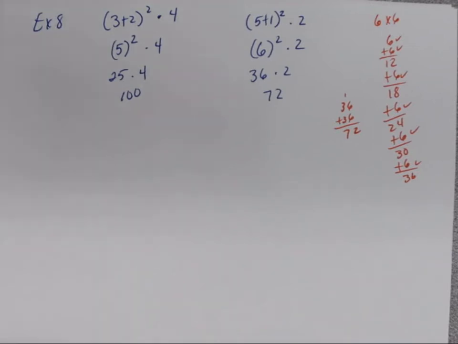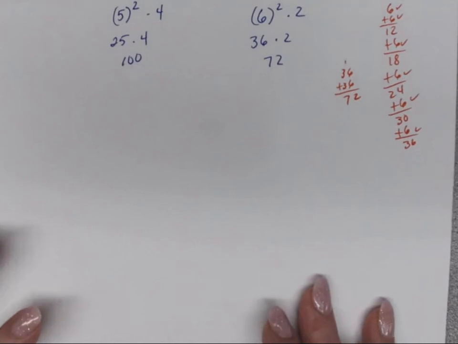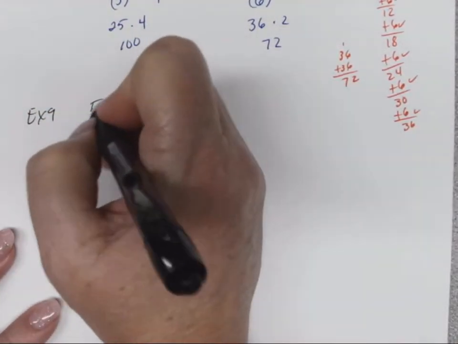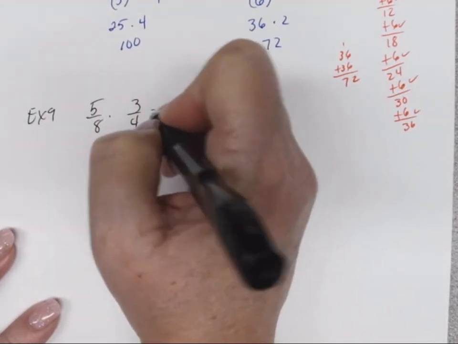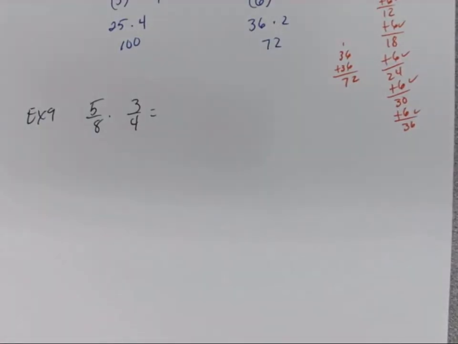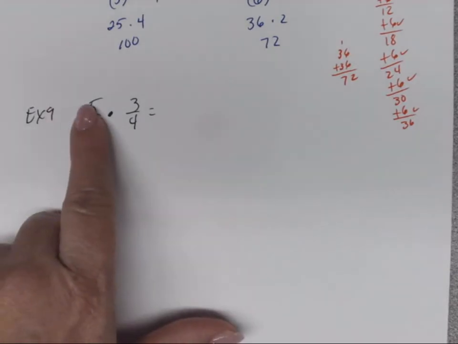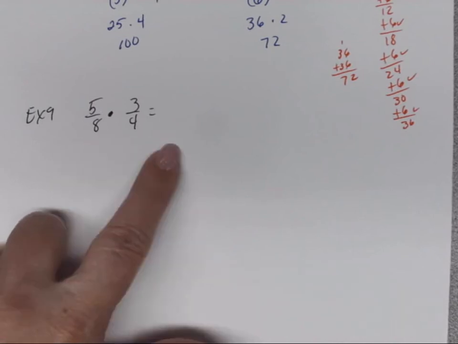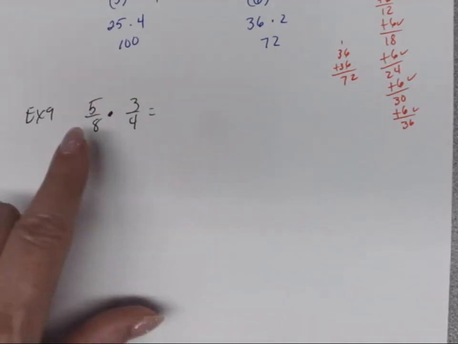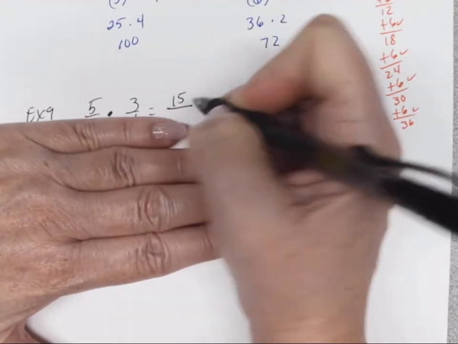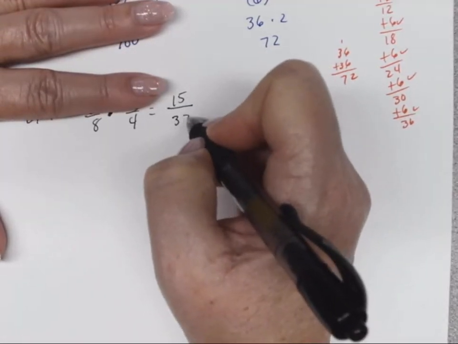All right, so let's look at the next type of example. So this will be example 9. So we have 5 over 8 times 3 over 4. So we have 2 fractions this time, but it is multiplication. It is not addition. You do not need a common denominator. You're just going to multiply across the top and then multiply the bottom. You don't crisscross, you just go across. So 5 times 3 is 15, and 8 times 4 is 32.